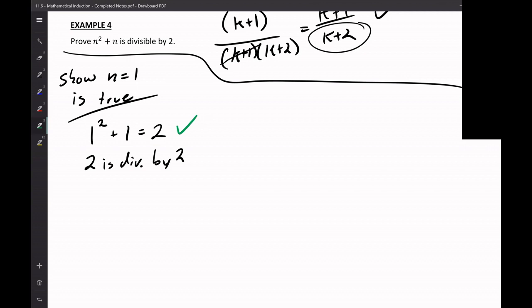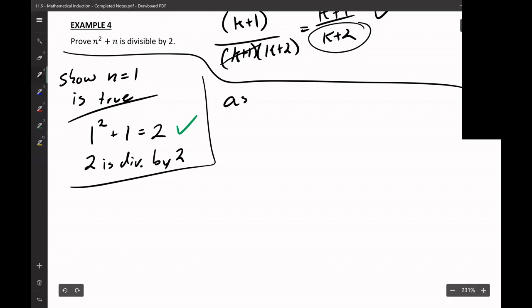Well, let's pick some random domino in the middle of my chain of infinite dominoes. So the kth domino. It could be the 100th domino, it could be the 1000th domino, whatever domino you want. Let's assume that one gets knocked over. But the question is, how do you express that mathematically? So let's assume that n equals k is true.